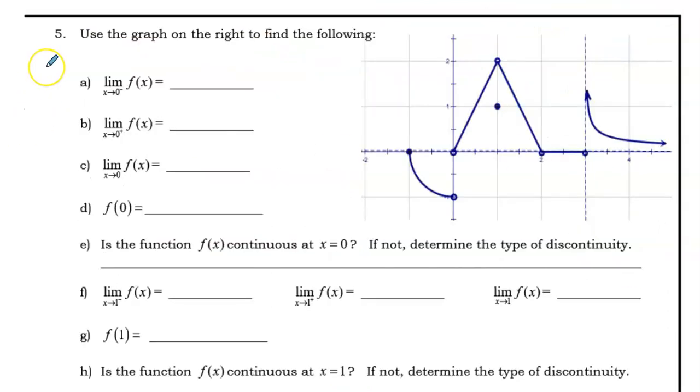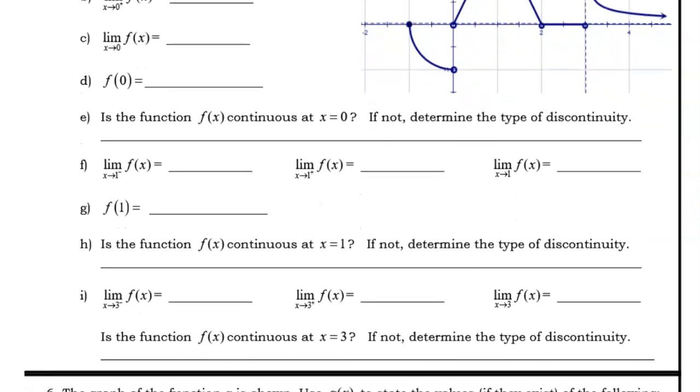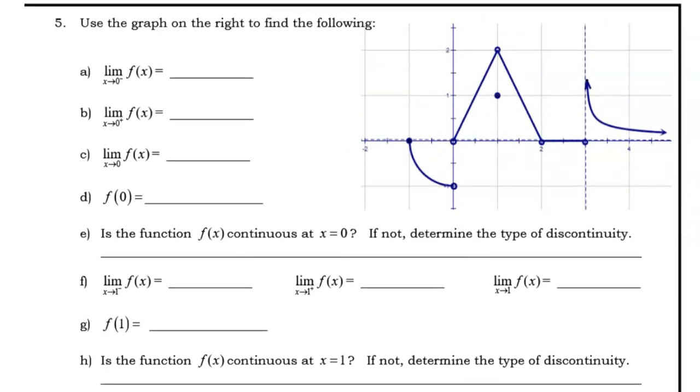Let's continue. Example number 5 does a really good summary of graphics with limits and discontinuity. If you look at A through E here, we're all talking about 0. So I encourage you to pause the video, look at it, see what you can do with the problems, and then we'll come back and talk about it. For questions F through H, we talk about what's happening at 1, and then for I, we're talking about what's happening at 3.